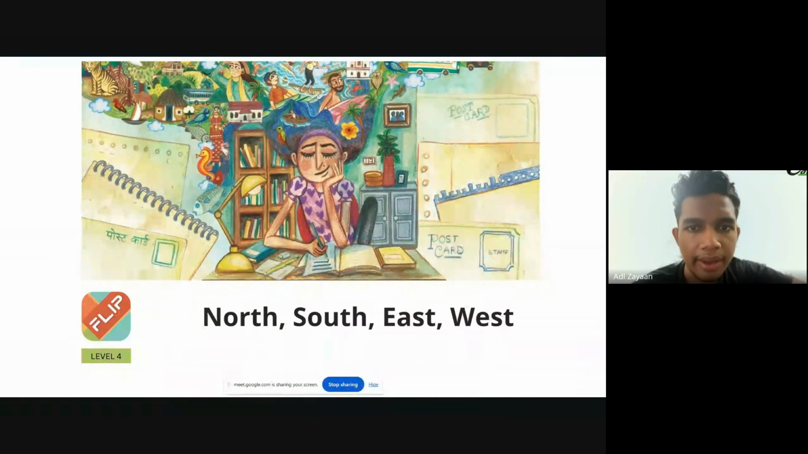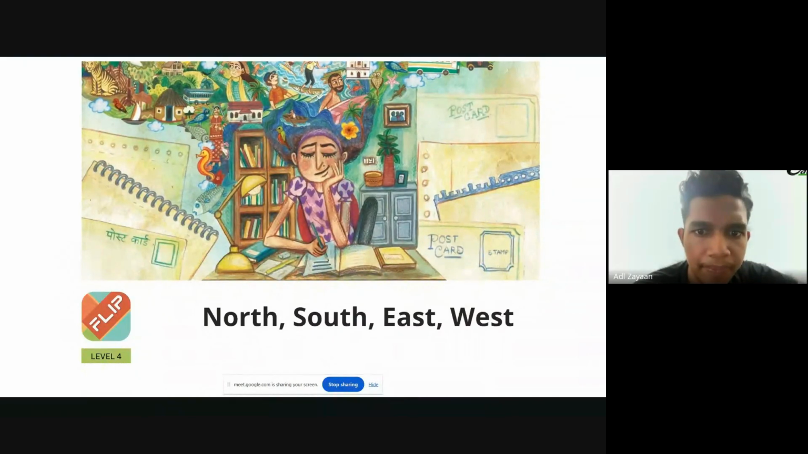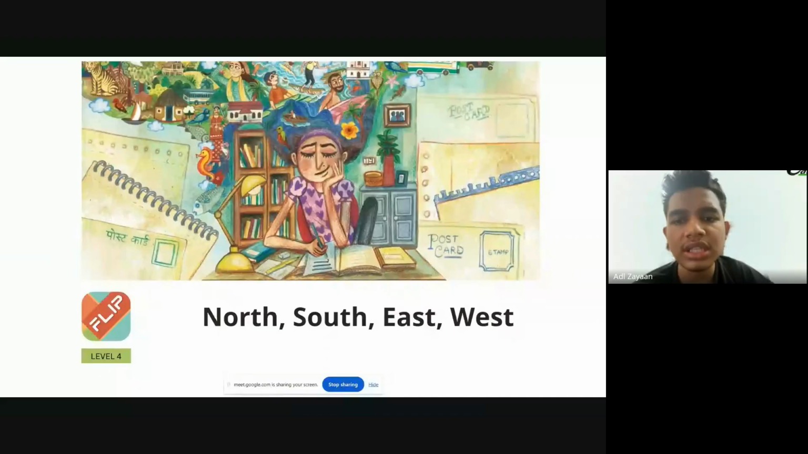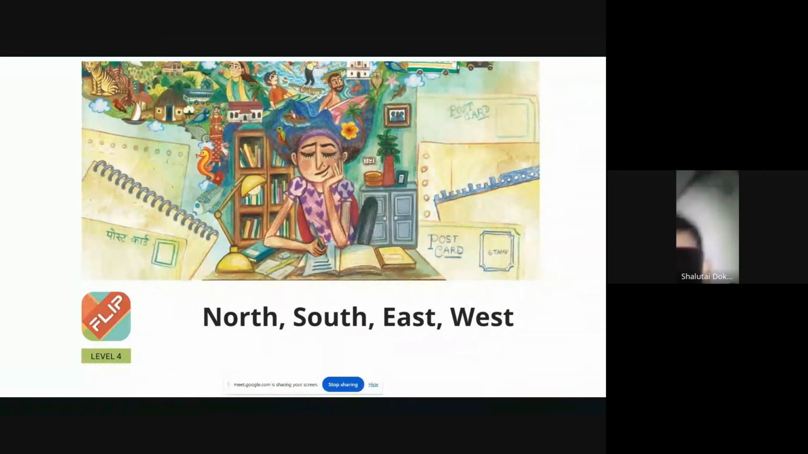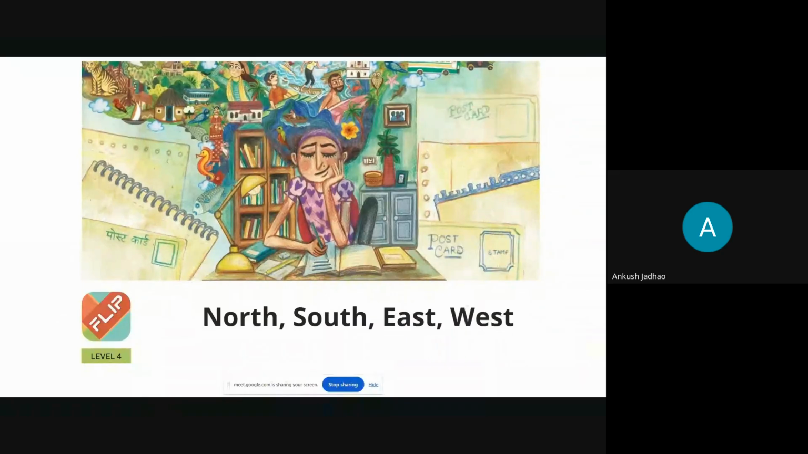She is reading a book. Okay, correct. So the title of the story is north, south, east, west. In the picture she's writing a postcard.